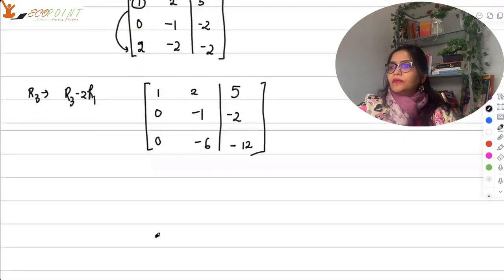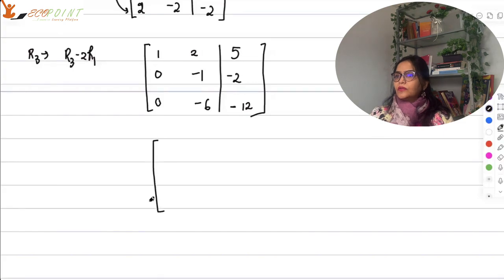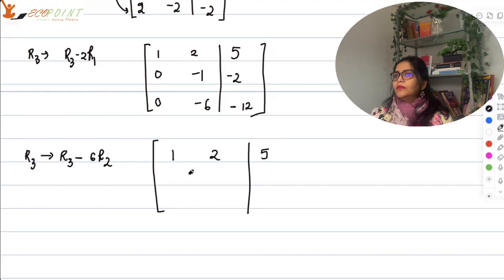Now, if you observe, the last row can actually be taken off because it's redundant. Why? Because if I use the operation R3 goes to R3 minus 6 times R2, you will get 1, 2, 5, 0, -1, -2, 0, 0, 0, because that will give you adding 6 here, adding 12 here.